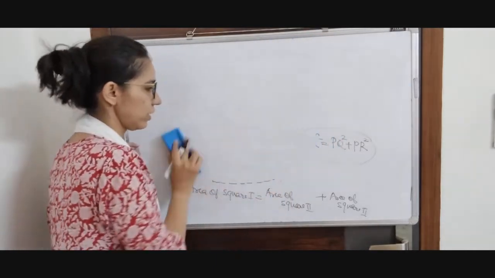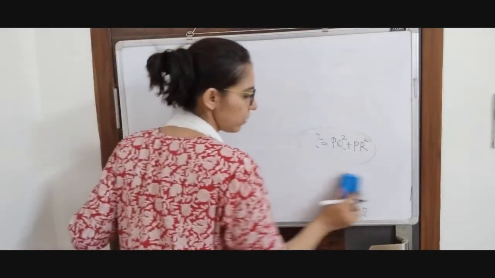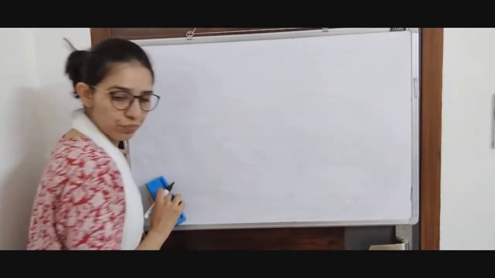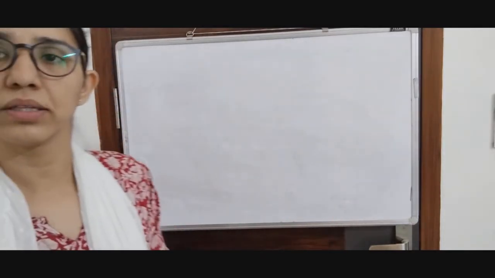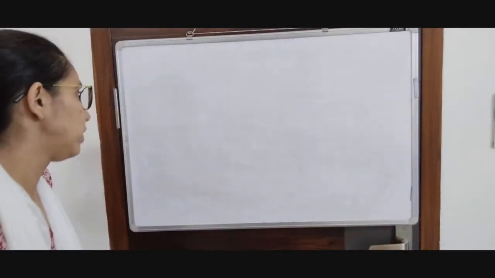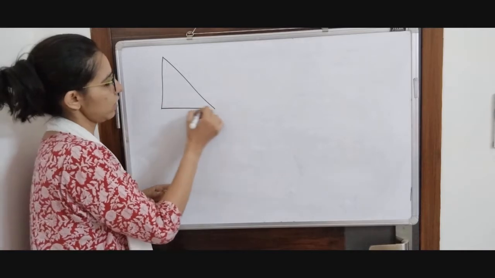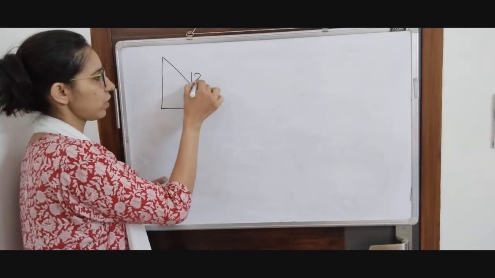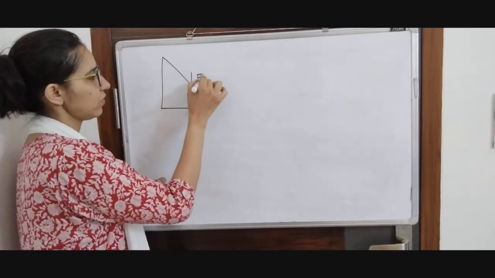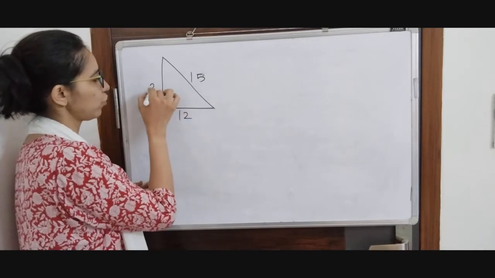Also, one more thing: it is true for right angle triangles only. This theorem is valid for right angle triangles only. So if we have this as 15, this as 12, and this as 3.